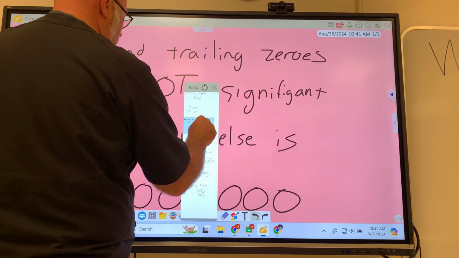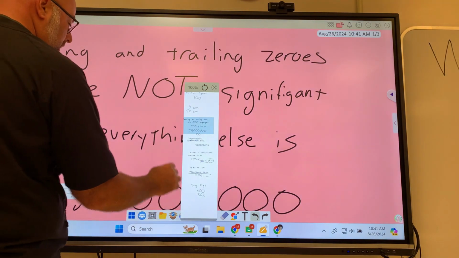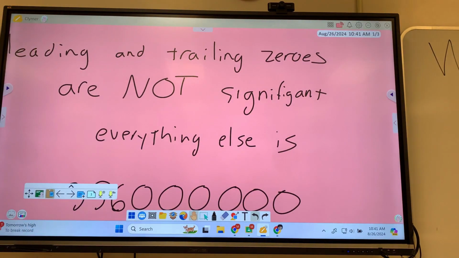So this is what I would put in your notes. Leading and trailing zeros are not significant. Now your next question should be, what are leading and what are trailing zeros? And we're going to talk about that here directly. But for the sake of knowing sig figs, this really is all you need to know.